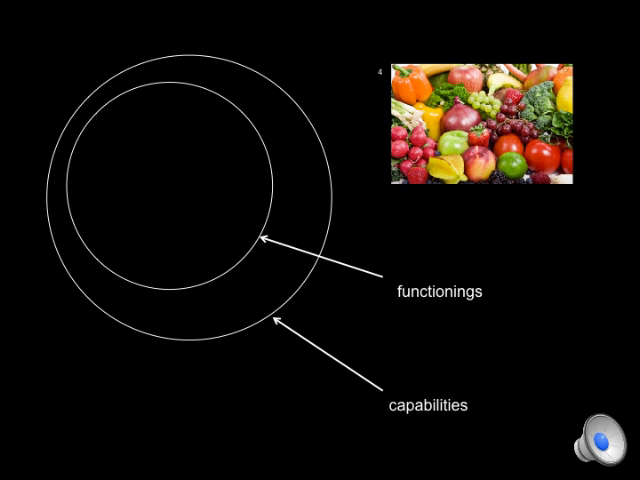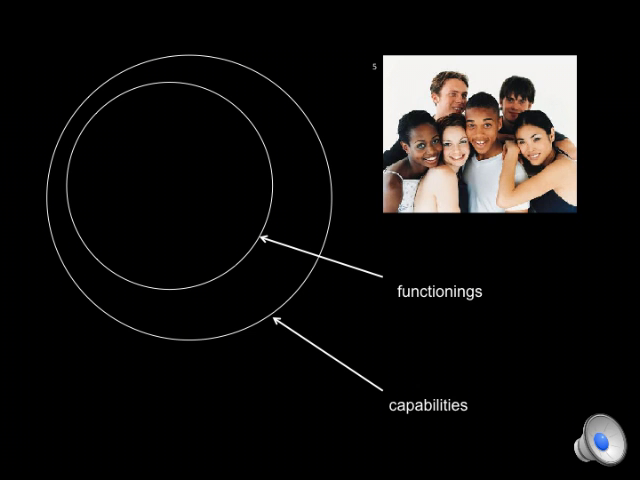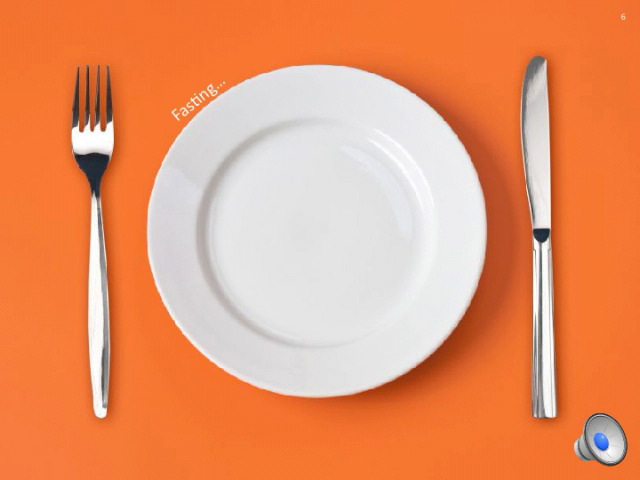Functionings can be as simple as being adequately nourished and in good health, or more complex, such as being socially integrated. The capabilities approach to poverty is therefore built on the idea that poverty occurs when people lack the opportunity to live their lives as they please or as would be considered socially acceptable. What about a person who has enough food to feed himself but chooses not to because he's fasting for religious purposes, however? Would he be considered to be living in poverty?